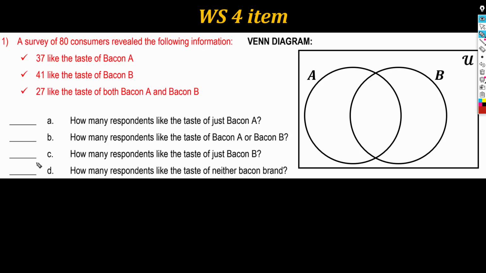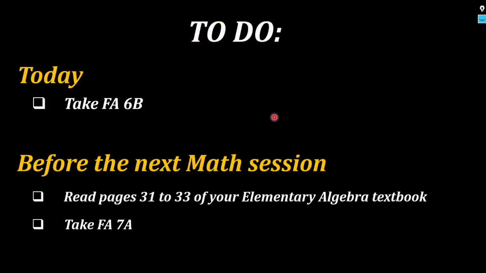Okay? So, what's left to do, sir, for today? What you need to do is, before the period ends, you take FA6B. It should have posted already also. 6B is a Google slide form.